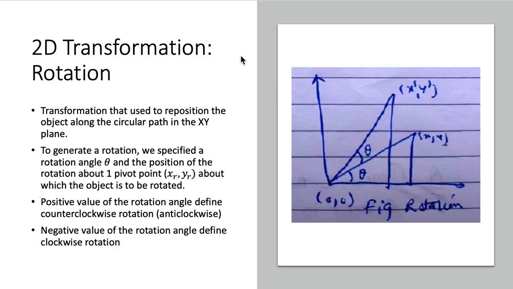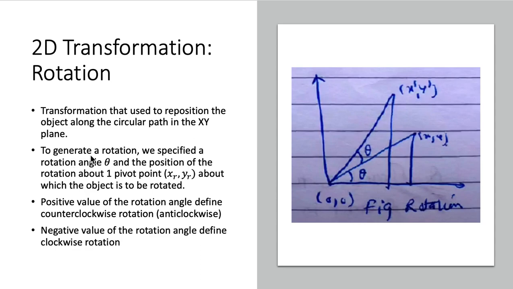Now we move to the second basic geometric transformation in 2D transformation, which is rotation. In rotation, we reposition the object along a circular path in the XY plane. In translation, the repositioning happens on a straight line, but for rotation, the repositioning happens in a circular path.